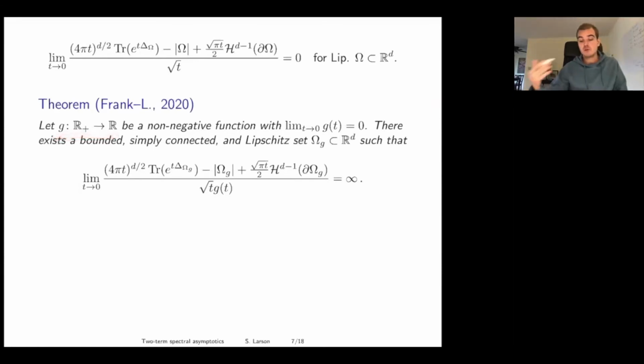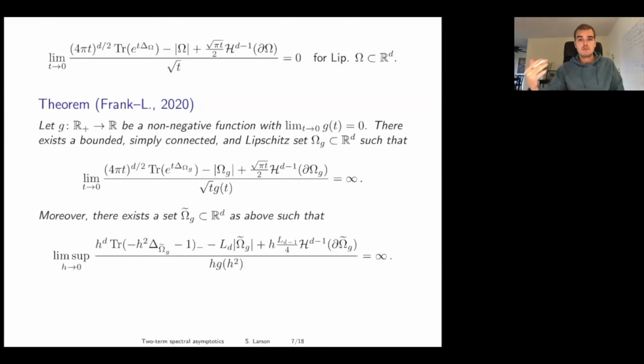Given any non-negative function g which tends to zero at zero, we construct a bounded, simply connected Lipschitz-regular set omega, which depends on g, such that the corresponding limits, where instead of dividing by square root of t, we divide by the slightly smaller quantity square root of t times g of t, are not zero. In fact, we can make it as large as we want. So this really says that you can't, for any function g that goes to zero, have a large O of square root of t times g of t error term in the heat trace asymptotics.